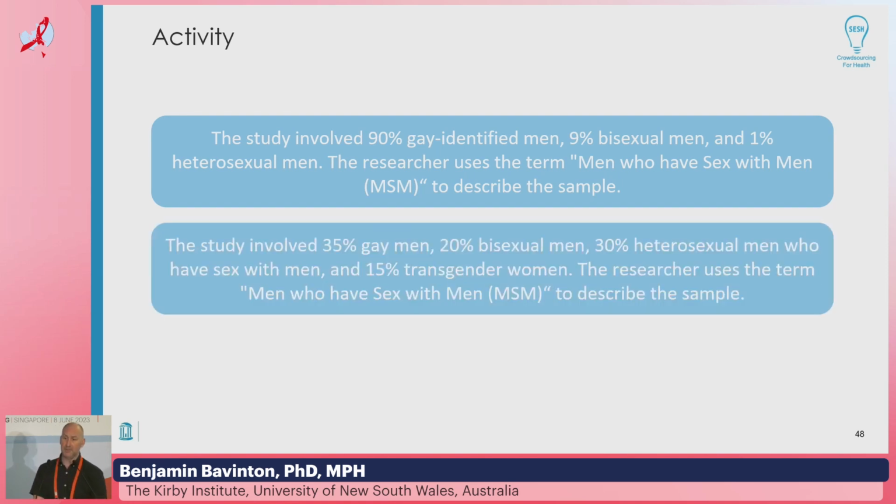This one involves 35% gay men, 20% bisexual men, 30% heterosexual men who have sex with men, and 15% transgender women. But the researcher still uses MSM. So what's wrong here?